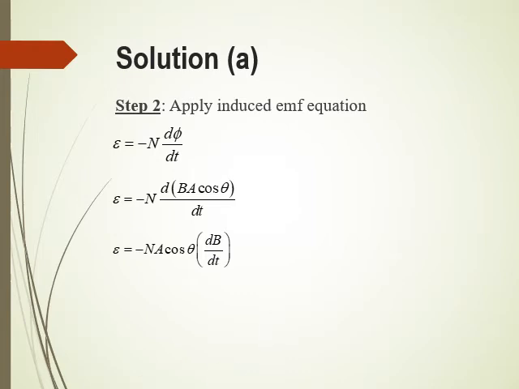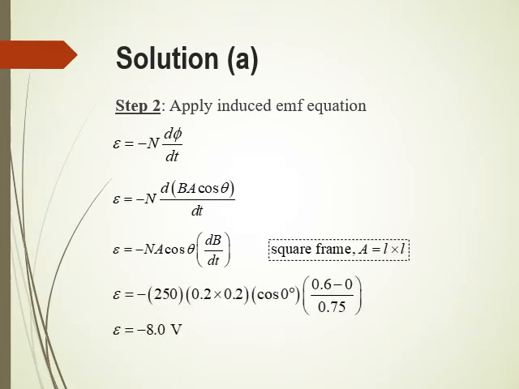Now, there's one thing that you have to take note of. A is not always equal to πr². In this question, you are given a square frame. Therefore, for a square frame, A is equal to L times L, where L is the length of the side of the square frame. So substitute the values into the equation, and you will then get EMF equals negative 8 volt.